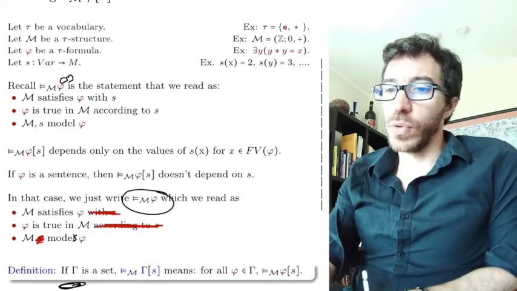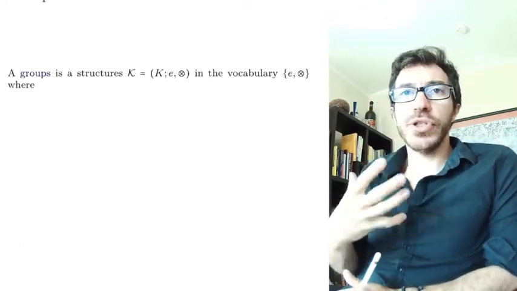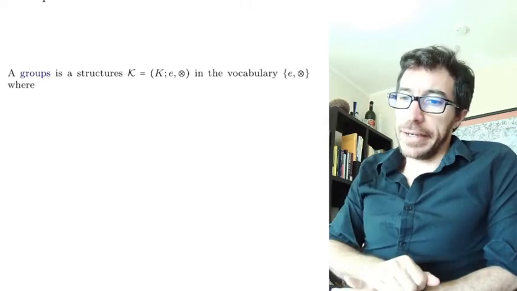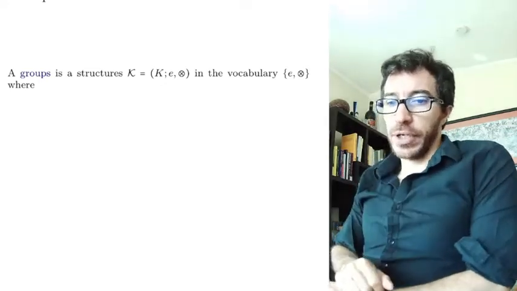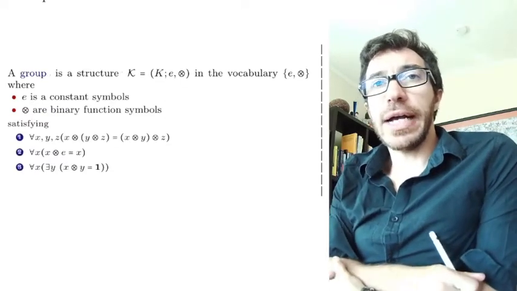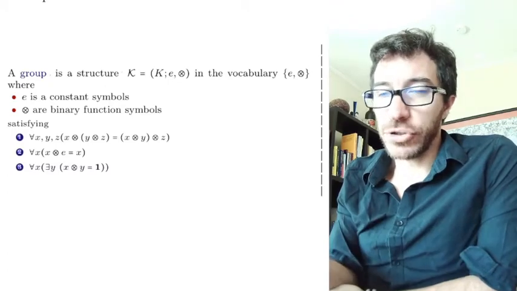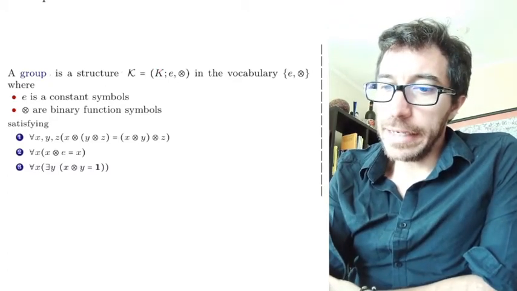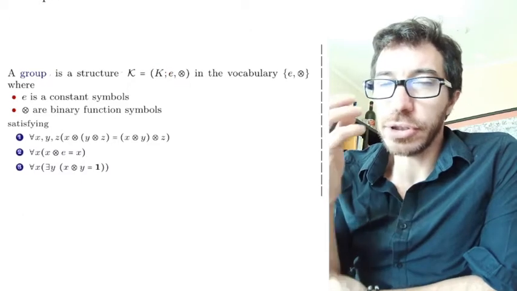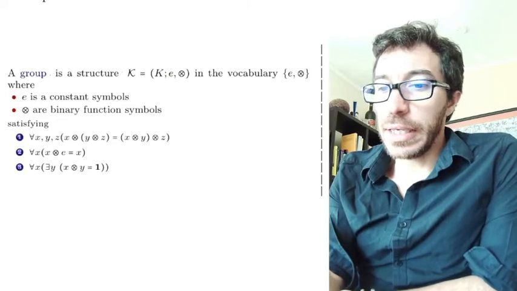Okay, cool. So let's see some examples to get used to this notion of a formula being satisfied, or a set of formulas being satisfied in a structure. For instance, you remember from your algebra class, what is a group? A group is a structure that has a domain, a constant symbol naming a particular element, the identity of the group, and an operation.